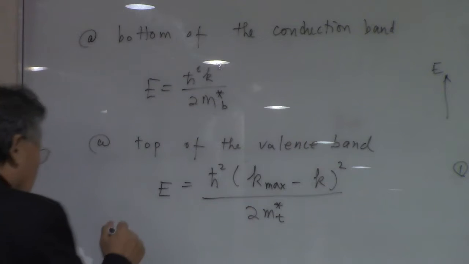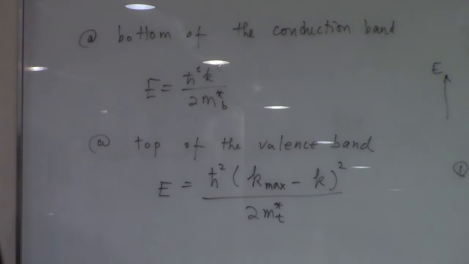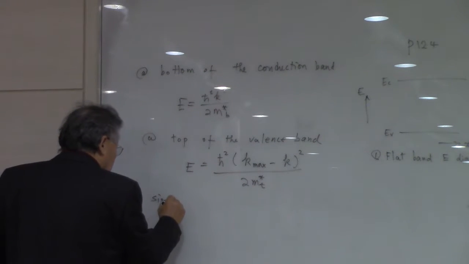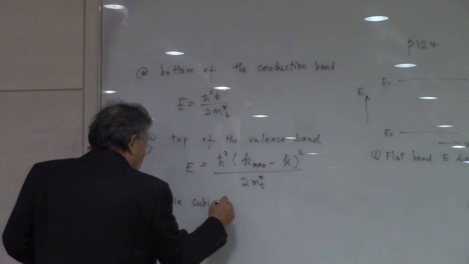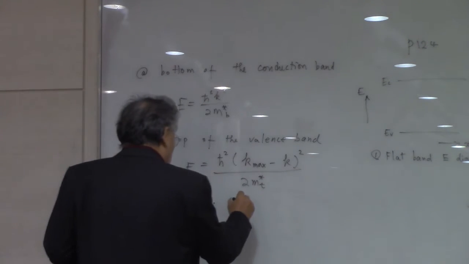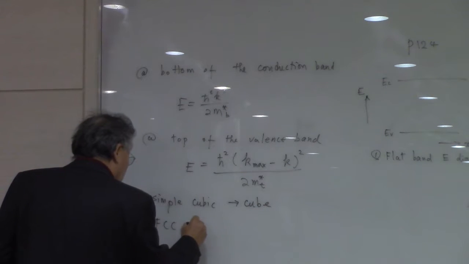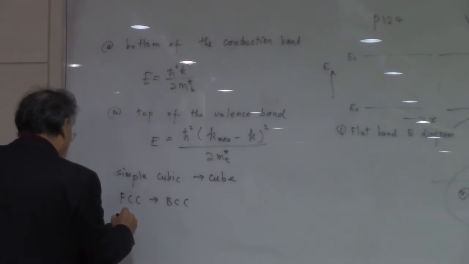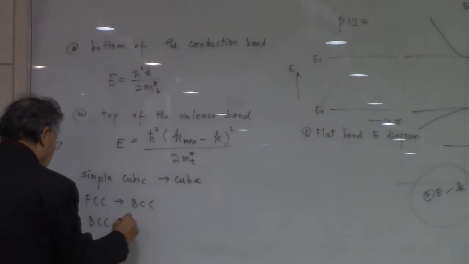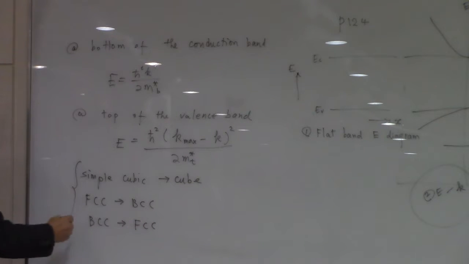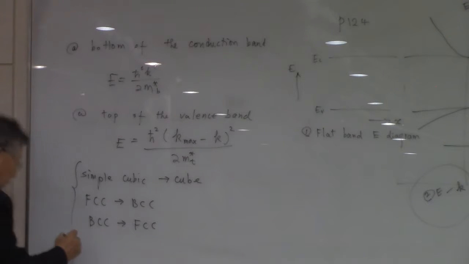And in equal energy surfaces, in these drawings, the simple cubic structure is going to be represented as a cubic. Okay, but in FCC, it's going to be represented as a BCC, and then the BCC is going to be represented as the FCC. We have seen this in the X-ray diffraction patterns, right?